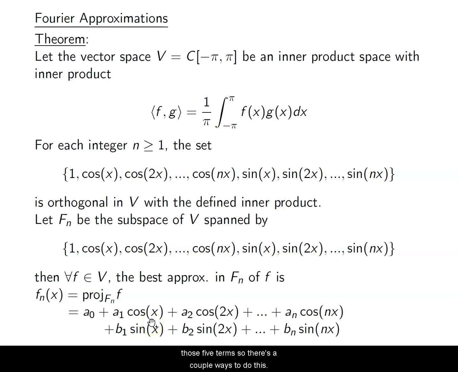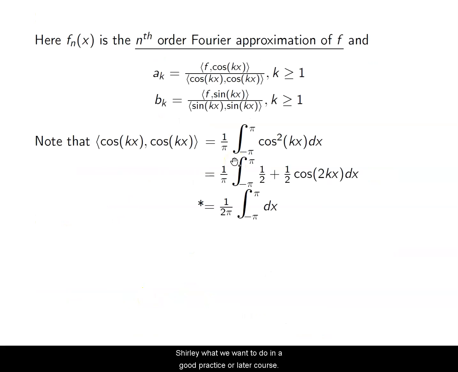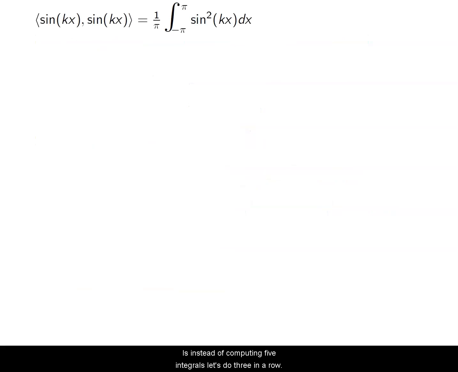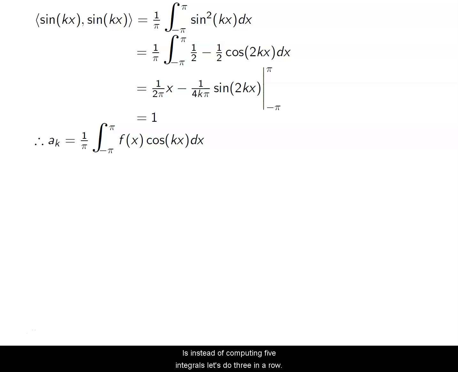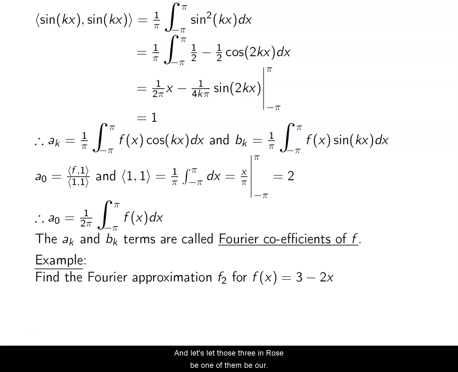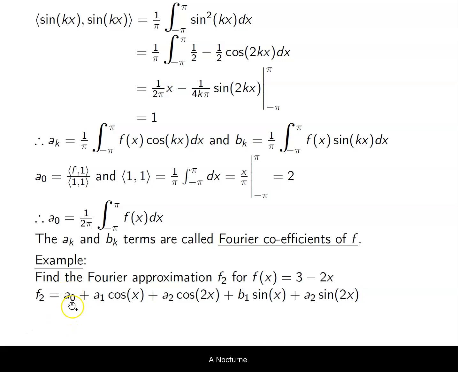So there's a couple ways to do this. Okay, one, probably the easiest way, is to find your a0, find a1, find a2, find b1, find b2. So doing that means that you are then computing 5 integrals. Okay, they could be difficult, they could not be difficult. It kind of depends on the function. Okay, generally what we want to do, and a good practice for later courses, is instead of computing 5 integrals, let's do 3 integrals, and let one of them be our a0 term, and the other ones our generalized ak term and our generalized bk term.